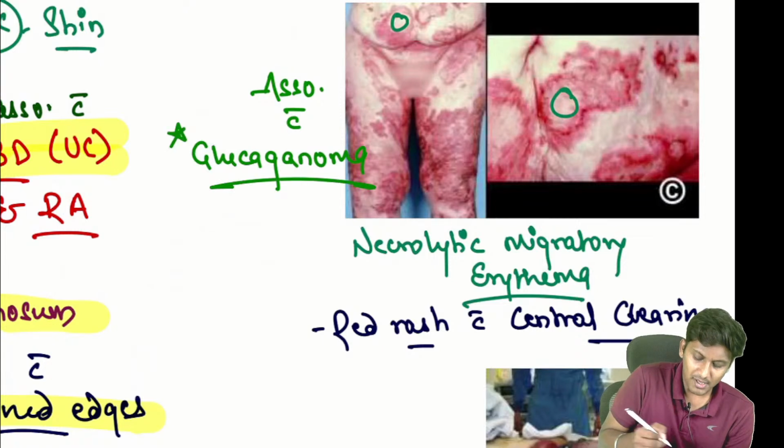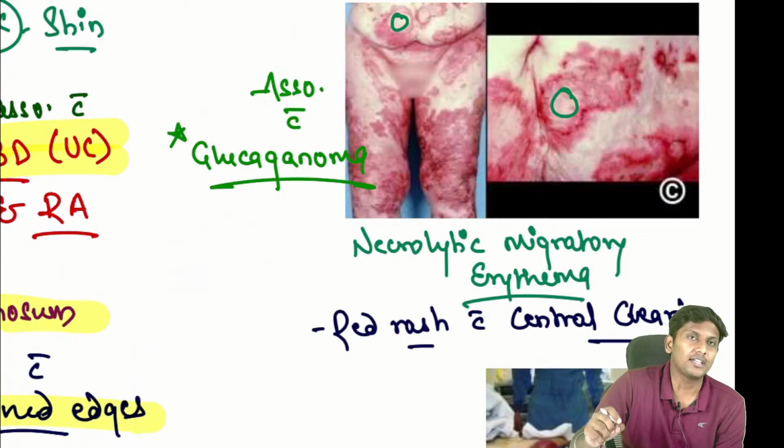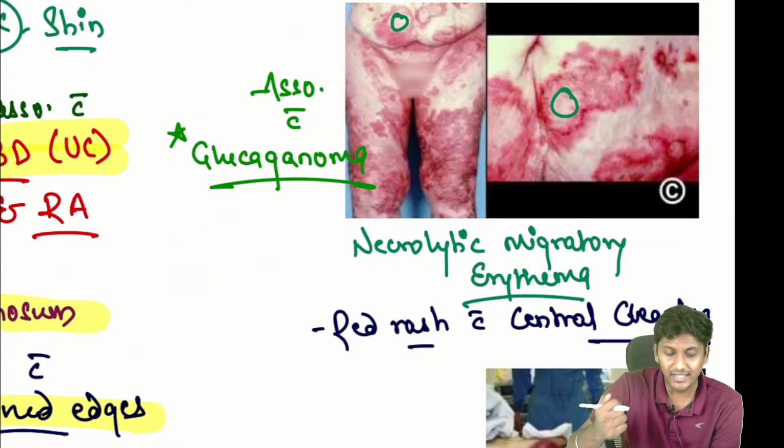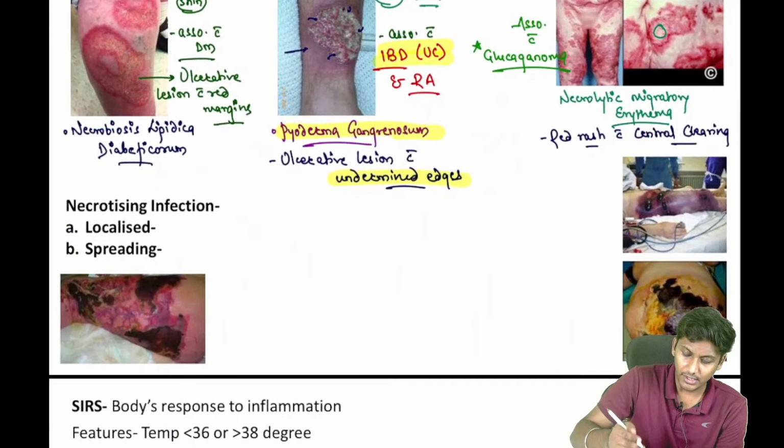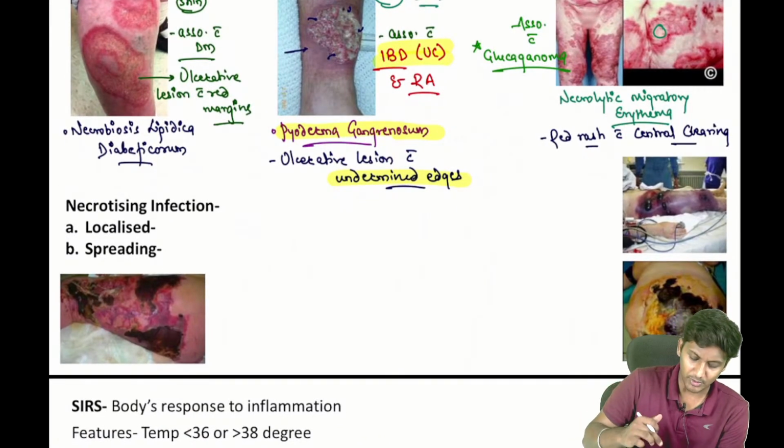So glucagonoma is nothing but a pancreatic tumor arising from the alpha cells of the pancreas. If a patient is suffering from glucagonoma, it has been seen the patient has a higher risk of necrolytic migratory erythema, where the patient has a red rash with central clearing. No issues with this, anybody? That has to be remembered.